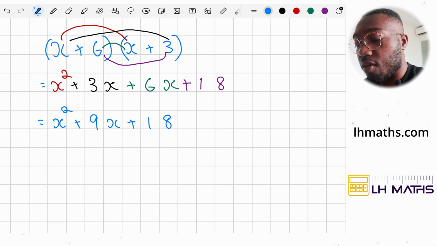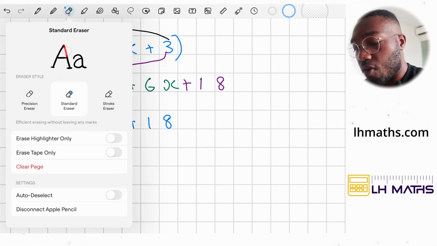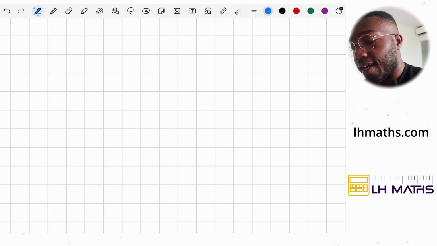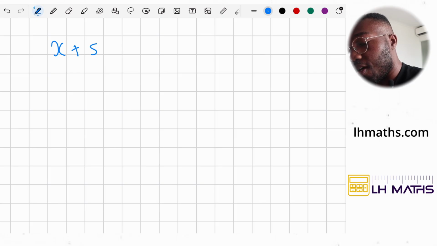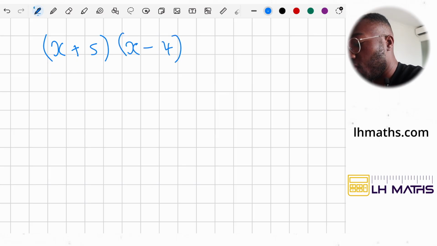I'll do one more example. So let's say we had something, I'll put a negative in there this time. So let's say we have x plus 5, and let's say it's x minus 4 this time. So x plus 5, x minus 4. Then again, do the same thing. X times x gives us an x squared. We would have x times a minus 4.